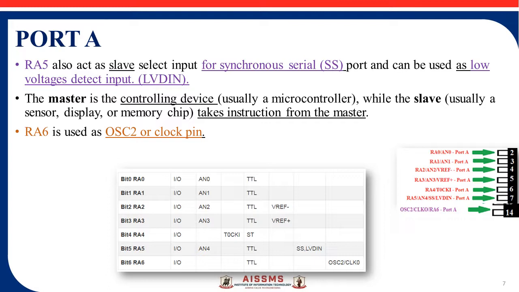Now the next is RA5. RA5 provides two features, that is SS, synchronous serial input, and LVDIN, that is low voltage detection input. In a microcontroller system there are two kinds of devices, master devices and slave devices. The master device is generally the microcontroller, and slave devices mean all the other devices like sensor, camera, timer, counter; each and every device connected to the microcontroller is a slave. Okay. Now RA6 pin, the last pin, provides the oscillator feature. The oscillator generally provides the frequency to each and every timer. So in this way, port A provides battery backup or power management features to the microcontroller.